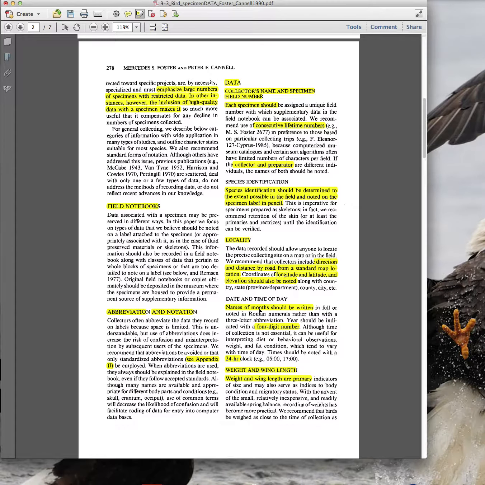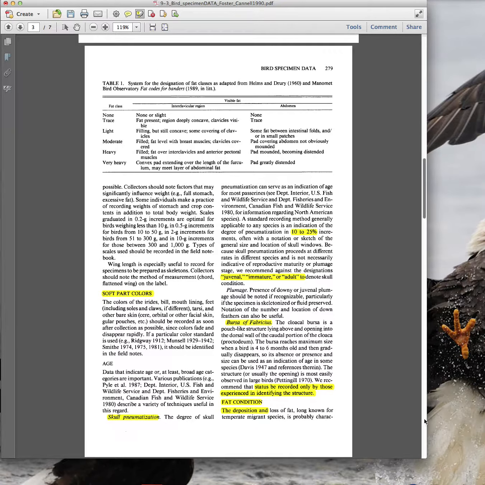Date and time. Know how to write a date and time properly. How do they tell you to write them? Why is it important to record weight and wing length? I really care about the why, not even as much about the what. We'll skim the section on body weight and measurements. Don't worry too much about that. Soft part colors. Why do you want to note colors? Read through that and figure out why.